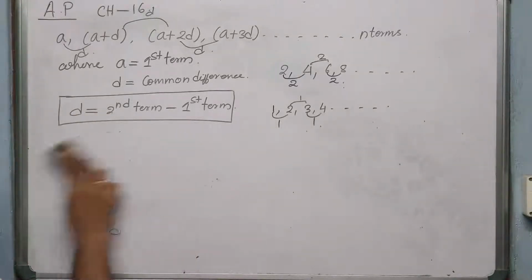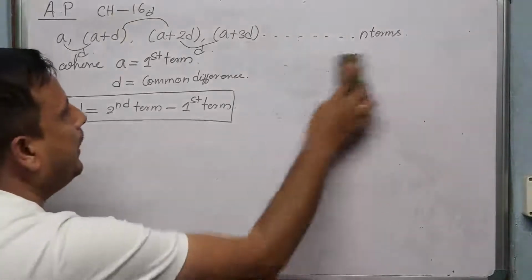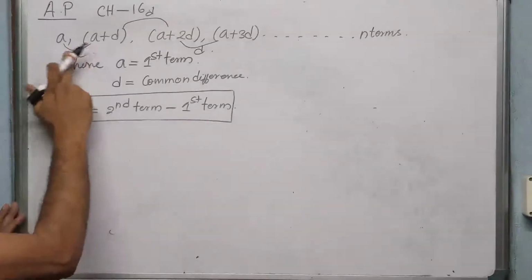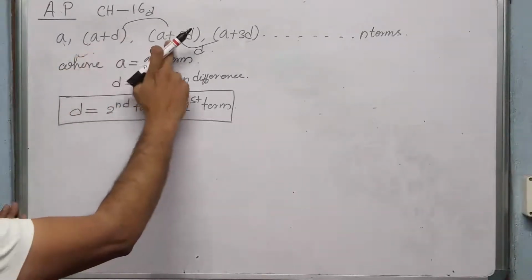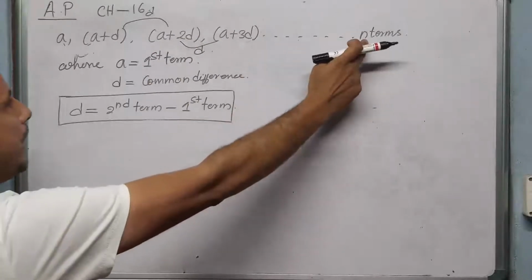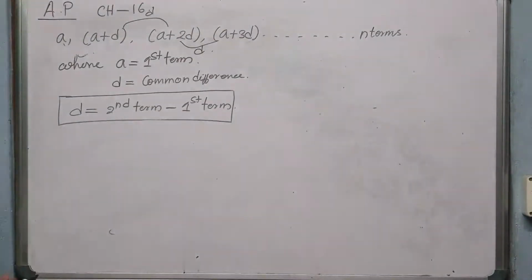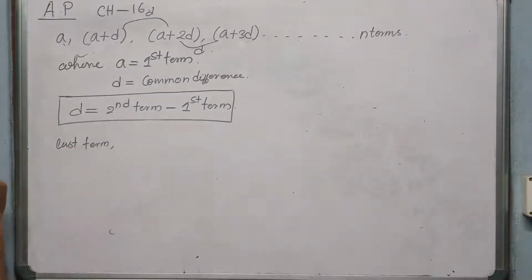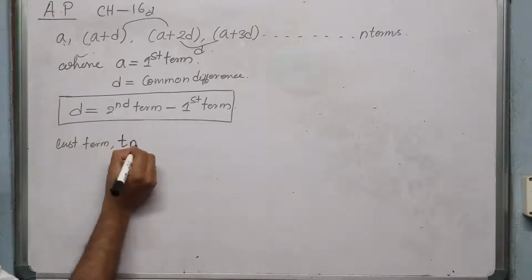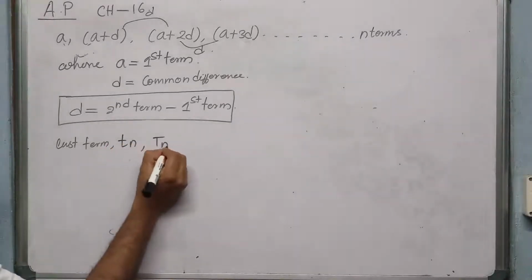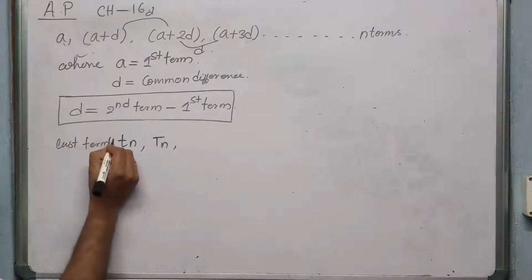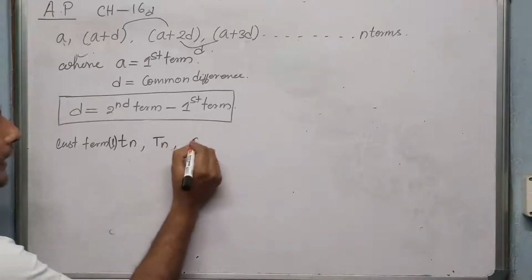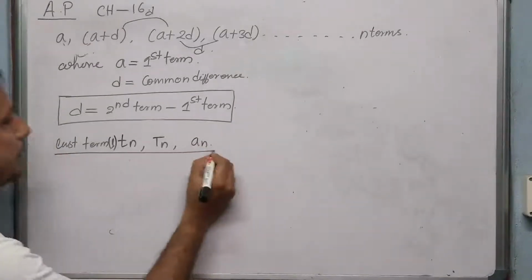Next is the formula for the last term and the nth term. This is the first term, this is second, third, fourth, and it will go up to the nth term. The nth term we can represent by the last term, or Tn, capital letter Tn. These are the notations. The last term is L. You can represent it by L, Tn, capital Tn, or An. You'll get this kind of notation for the last term.